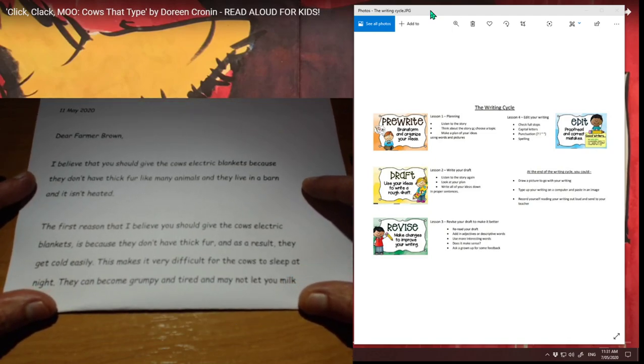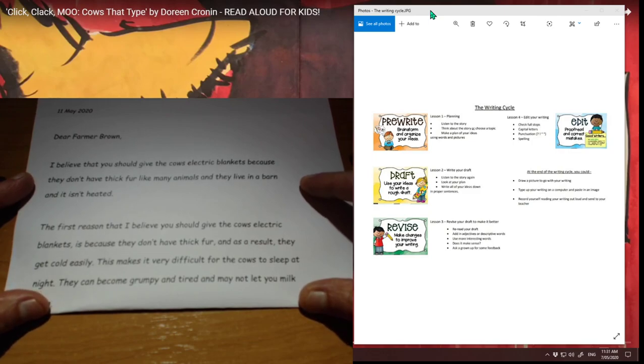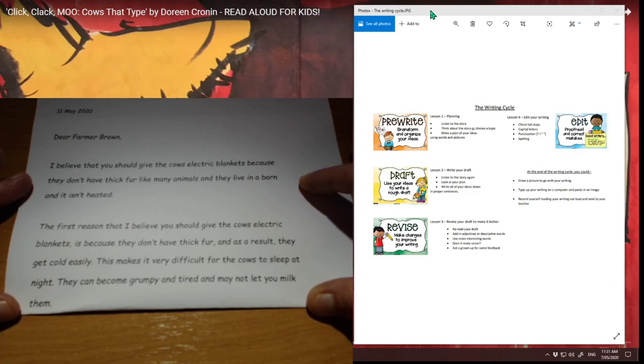I've written, the first reason that I believe you should give cows electric blankets is because they don't have thick fur and as a result they get cold easily. This makes it very difficult for the cows to sleep at night. They can become grumpy and tired and may not let you milk them. I've included 2 extra pieces of evidence that I did not have on my plan.